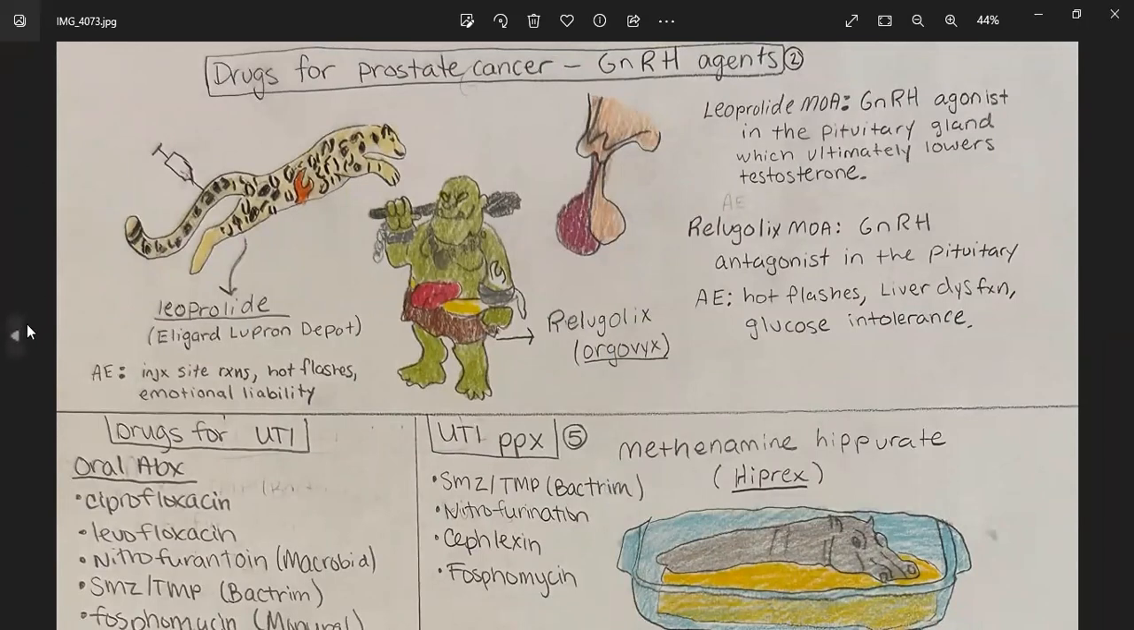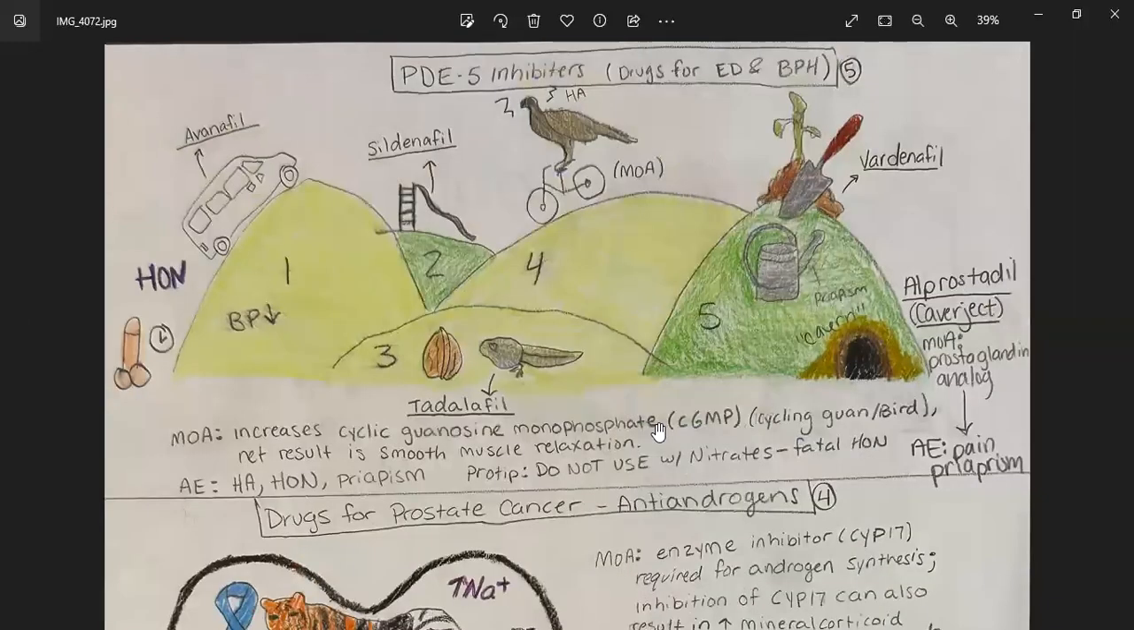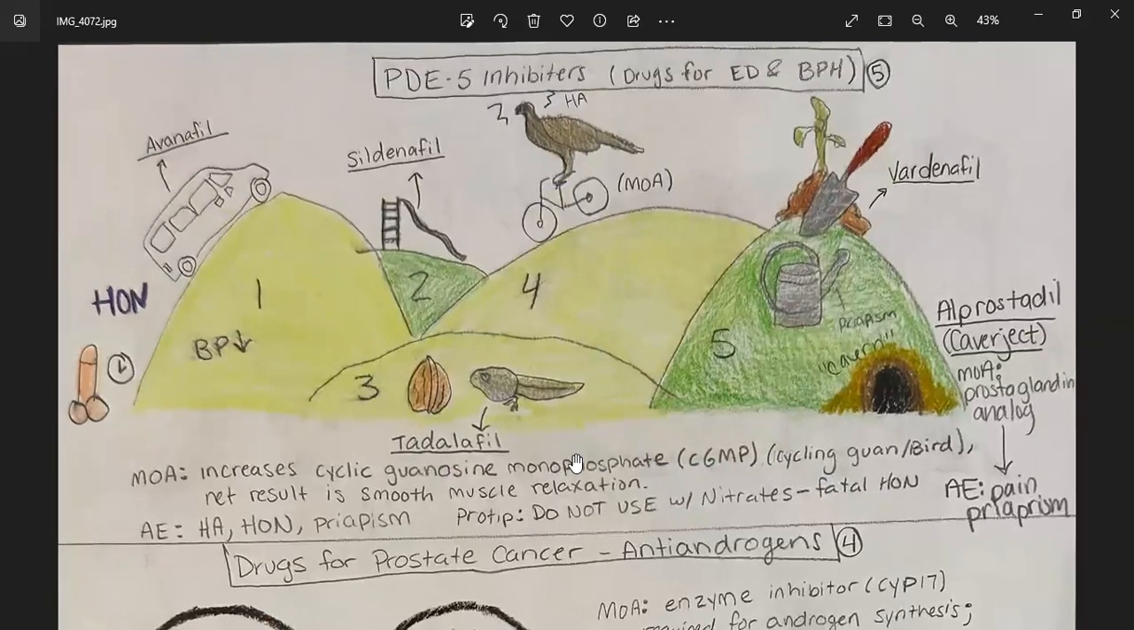So then we're going to go back to our drugs for erectile dysfunction, which are all of these. Like I said, these are all going to increase cyclic guanosine monophosphate. So we have our cyclic guan, and the net result is smooth muscle relaxation. So these are PDE5 inhibitors. We have 5 hills to help you remember PDE5 inhibitor. And each hill has something different on it to help you remember a different drug. So over here, we have a van on a hill, or vardenafil.